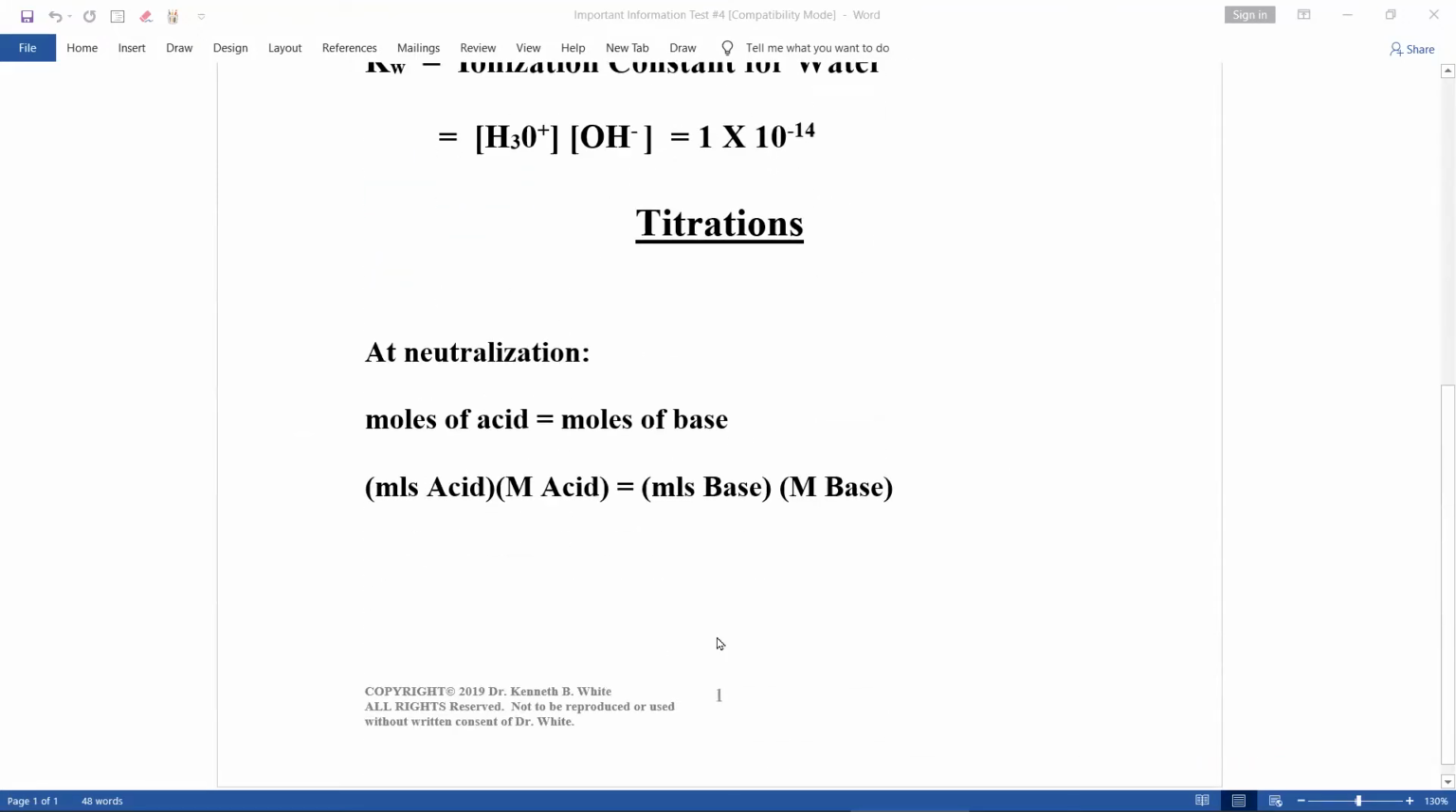All right, now for titrations, notice this is important information. At neutralization, you know this and you know this. So based on those things, let's get back to work.